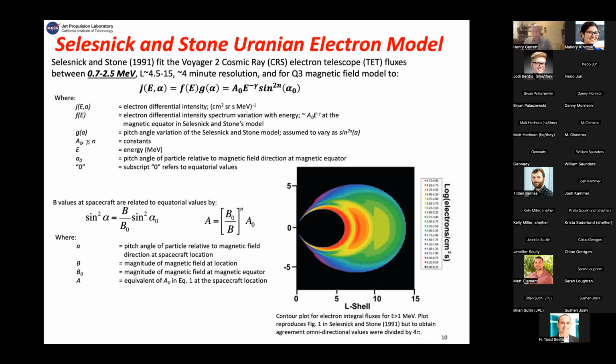It reproduces it exactly. Unfortunately, we had to divide by 4 pi. We believe that they left off the 4 pi for this plot. We were able to reproduce all their other data when we made that assumption. So we think that the plot was missing their steradians in it. So again, you have to be very careful when you use this data.